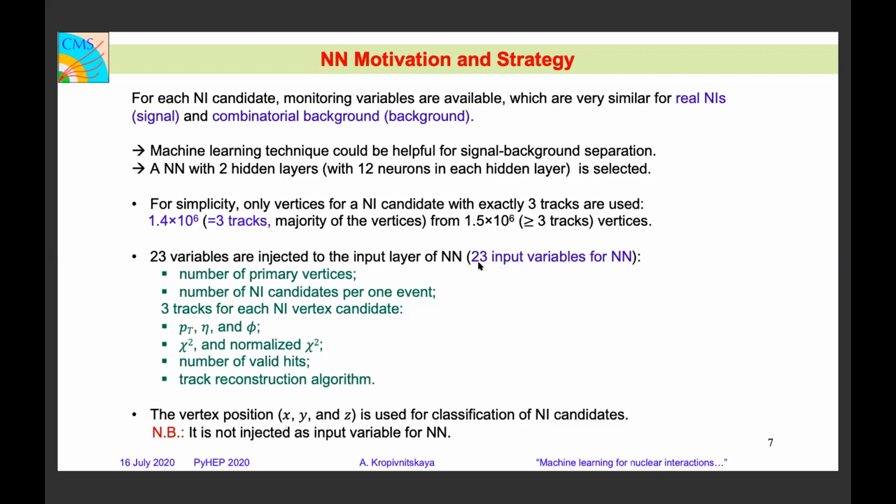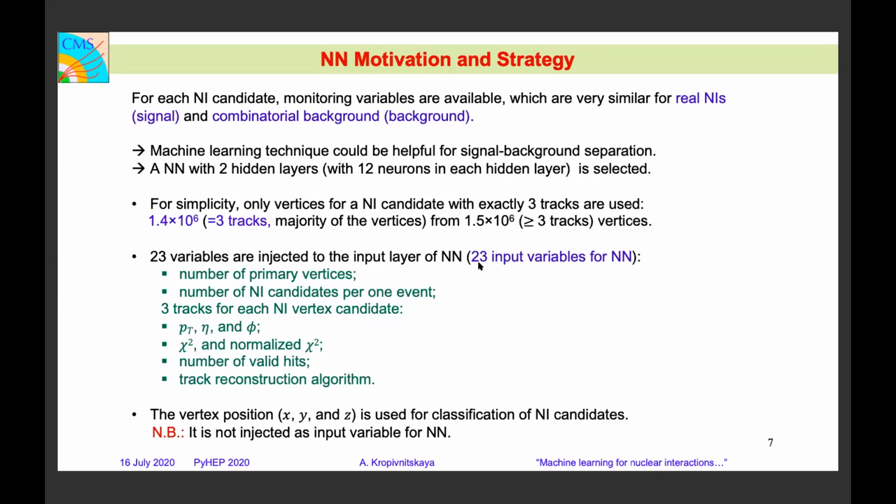For simplicity, only vertices for nuclear interaction candidates with exactly 3 tracks are used. This is the majority of the vertices. So 23 variables are injected into the input layer of the neural network. These are the number of primary vertices, the number of nuclear interaction candidates per event, and for each track in the vertex, we have 3 tracks.